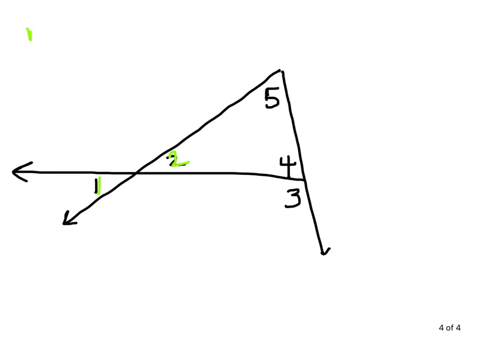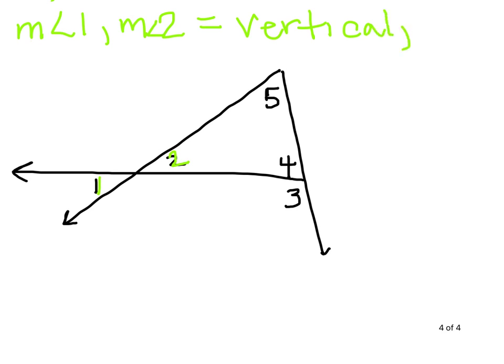Vertical, awesome. Okay, so we've got 1 and 2, which are vertical angles. And what do we know about vertical angles? They're equal. Very good. All right. Are vertical. So we know that the measurements are equal.